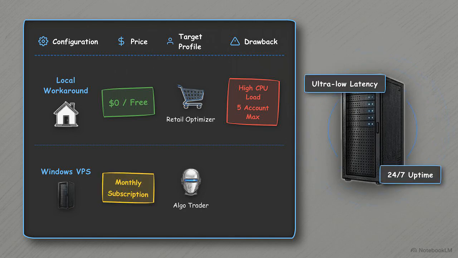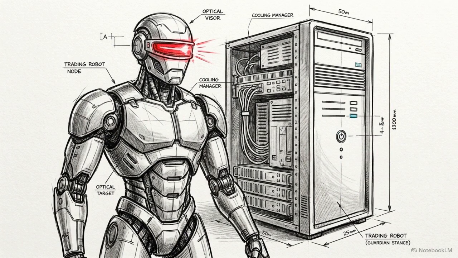Now, the second option, running terminals on a Windows virtual private server. Moving software to a data center guarantees low latency and continuous uptime. The catch is the recurring subscription cost. If you're an algo trader relying heavily on expert advisors, this is mandatory. Home internet outages cannot be allowed to take bots offline.